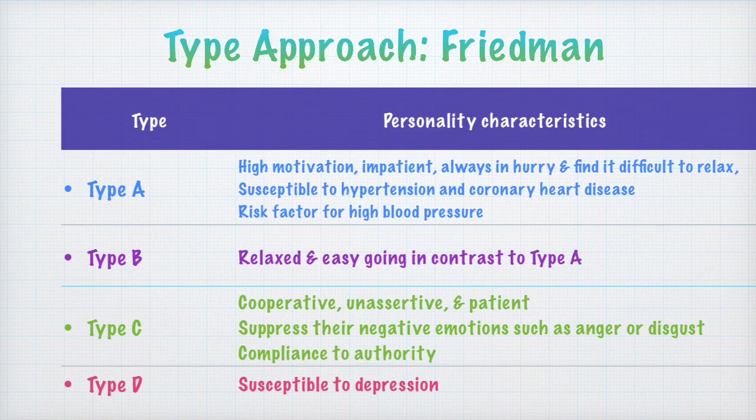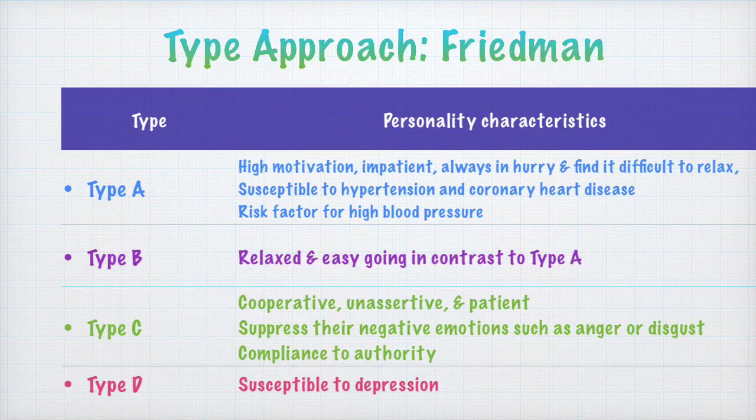Friedman has given four types of personalities: type A, B, C, and D. Type A personalities are highly motivated, impatient, always in a hurry, and find it difficult to relax. So they are always running after achieving something or the other. They're always short of time and they're always in a hurry. They are also susceptible to hypertension and coronary heart disease. Now, because their body system is too aroused, they're always aroused. They're always running after deadlines. They're always working on something or the other. They're always trying to achieve something or the other.